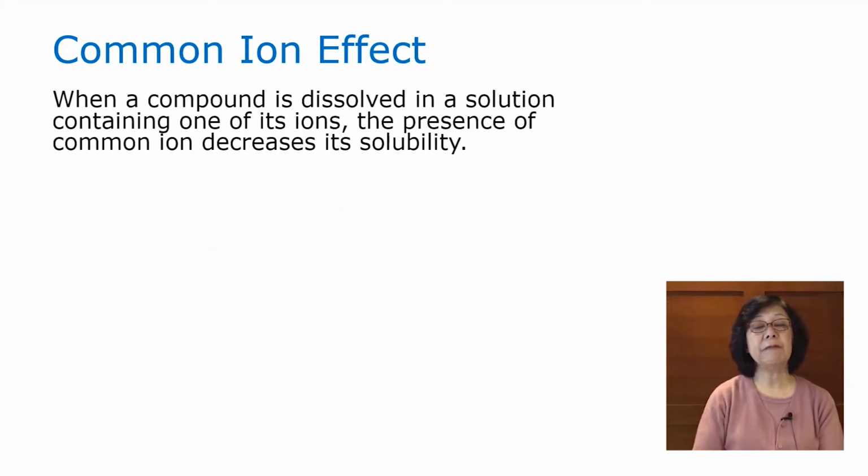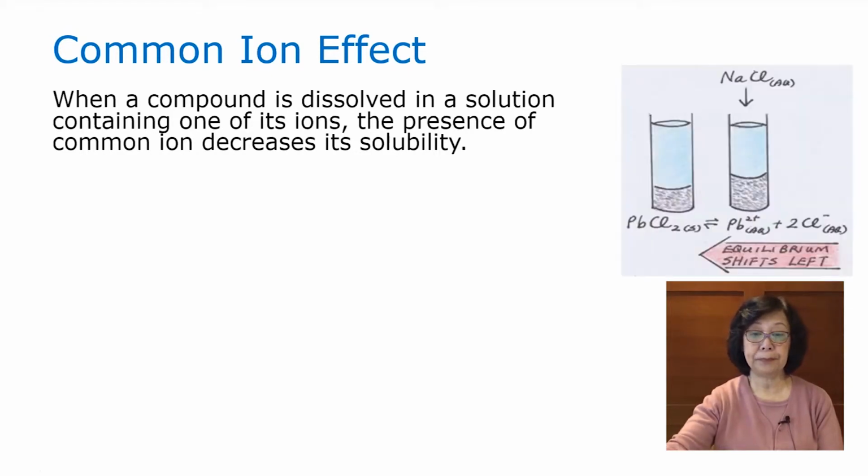One of the effects that will interfere with solubility is called the common ion effect. That means when a compound is dissolved in a solution containing one of its ions, the presence of the common ion will decrease the solubility. Let's look at a picture here. On the left side, we have lead chloride, and on the right side, we have sodium chloride added to lead chloride. And you can see the amount of precipitate is greater in the second test tube on the right-hand side.